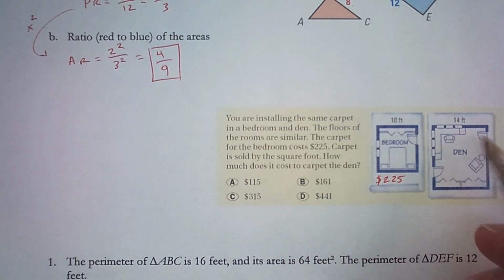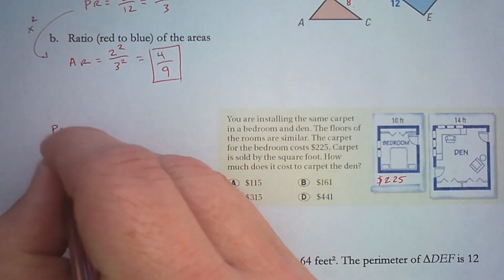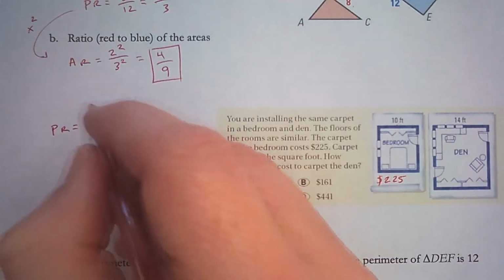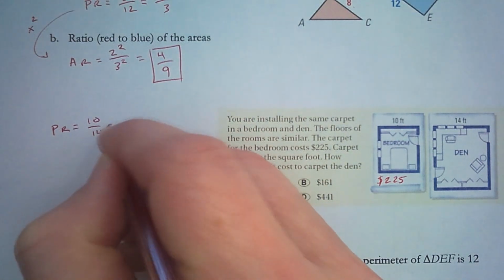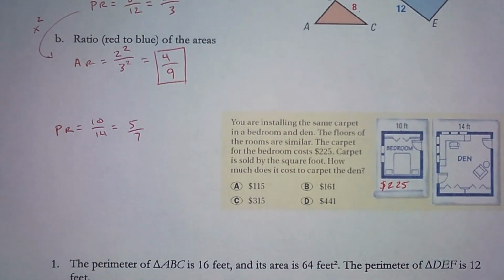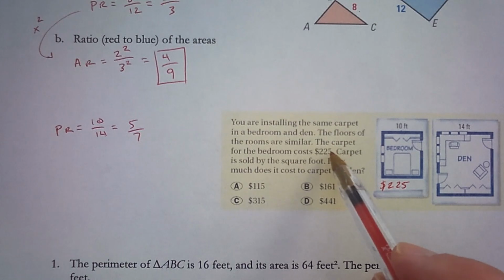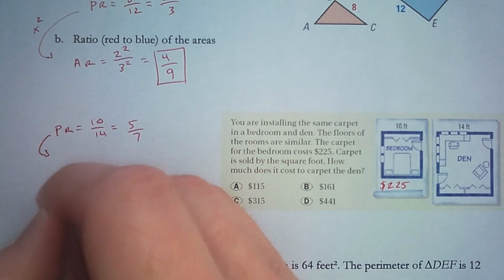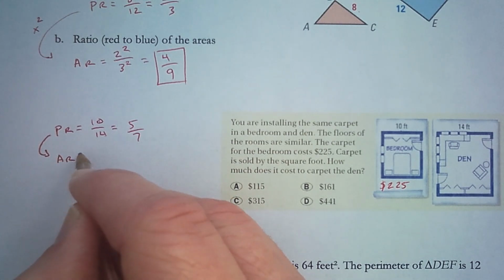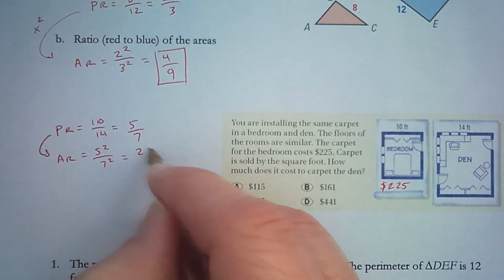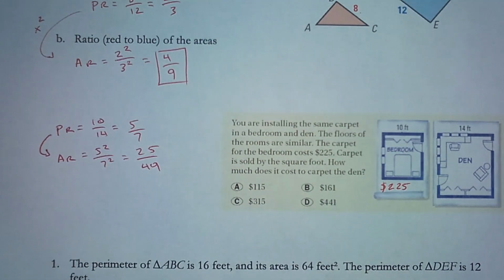So when we look at these two pictures, we can get a perimeter ratio based on the numbers we have here. The lengths of each room are 10 and 14. And that can be simplified to 5 over 7. 2 goes into 10 and 14, 5 times and 7 times. And because the cost of carpet is based on the area, we will take this and turn it into an area ratio by squaring it. So we've got 5 squared over 7 squared, which is 25 over 49.